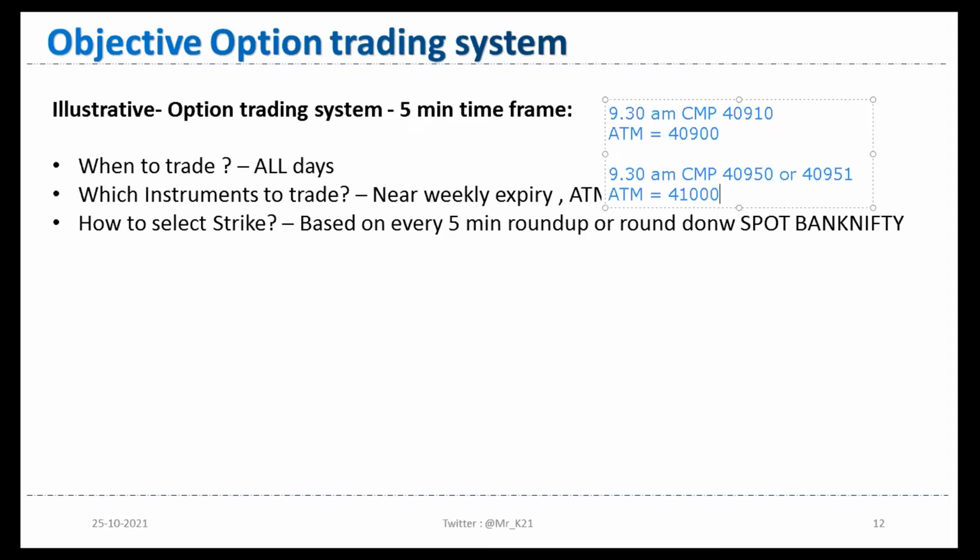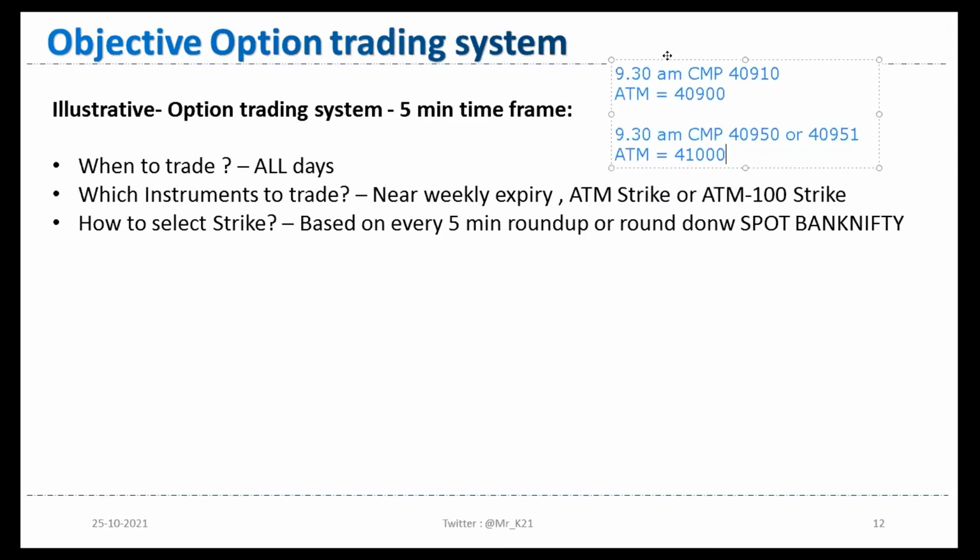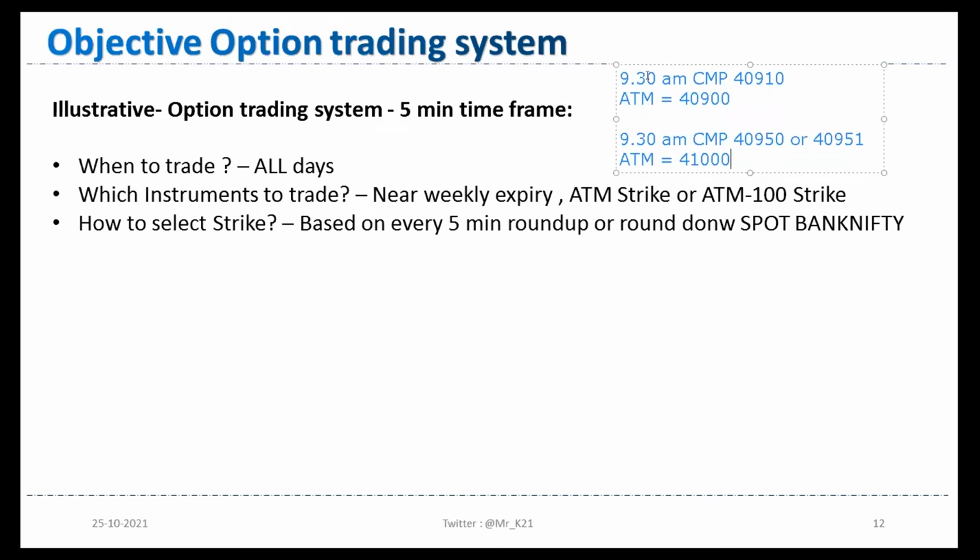I hope it is very clear and easy to understand. We just need to identify what is the CMP at every 5 minute interval. Whatever the CMP is, we will round up or round down. So if it is above 50 or at 50, we will round up. If it is below 50, we will round down, right?